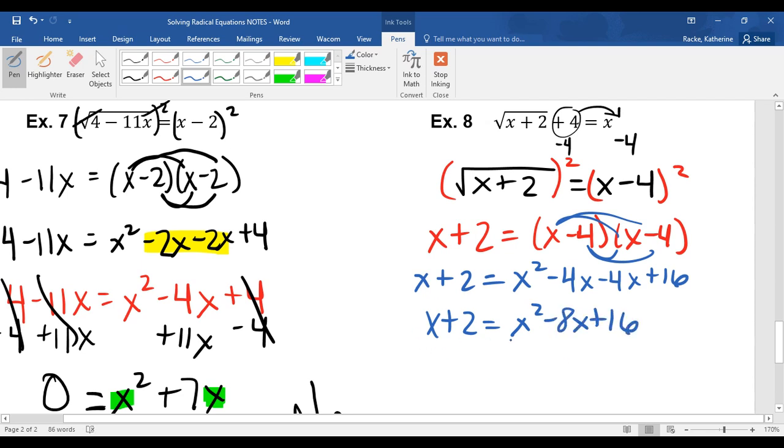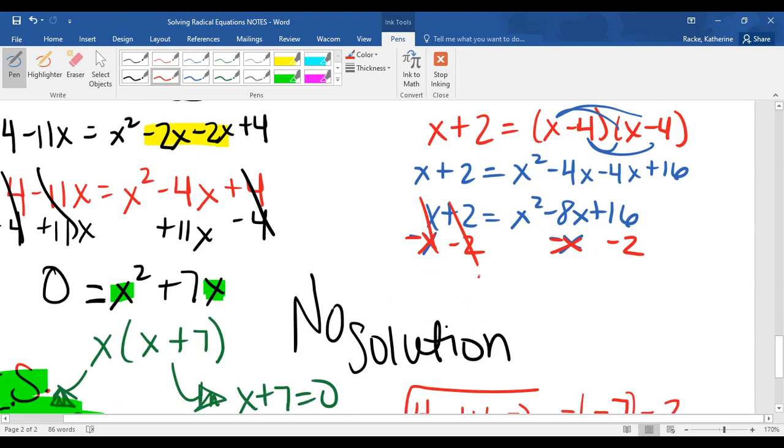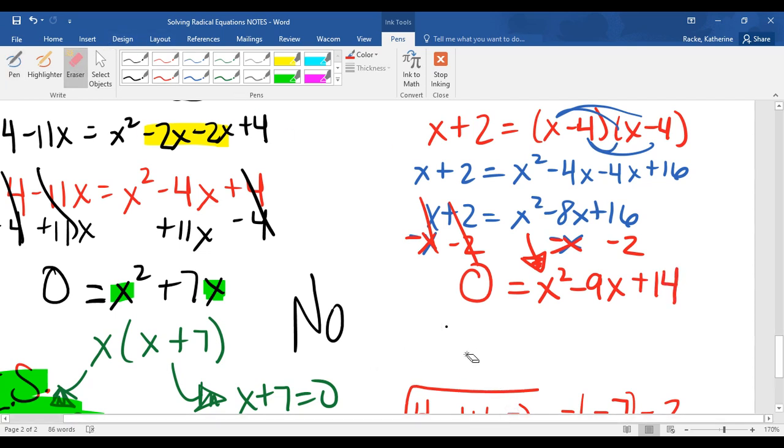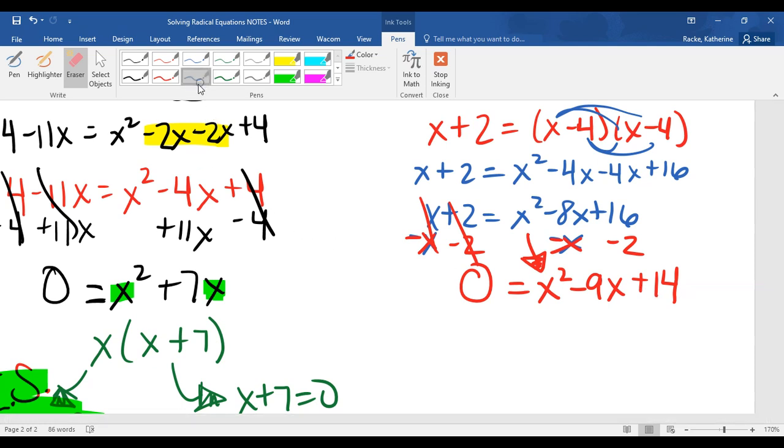Now I'm going to move my left side to the right by subtracting x from both sides. And I'm also going to subtract 2. So that cancels out, and that gives me 0 on this side. I have x squared. Negative 8x minus x gives me a negative 9x. 16 minus 2 will give me 14. So now, because it is a quadratic, I need to find two numbers that multiply to give me 14, but add to give me negative 9.